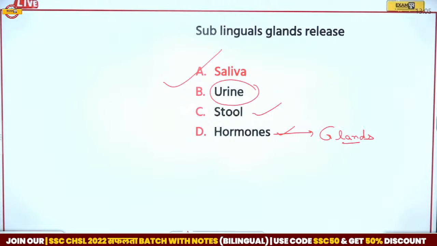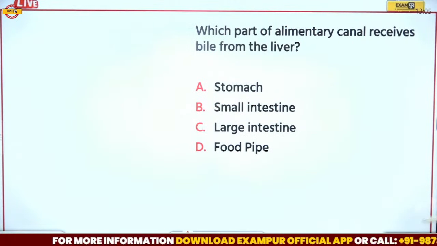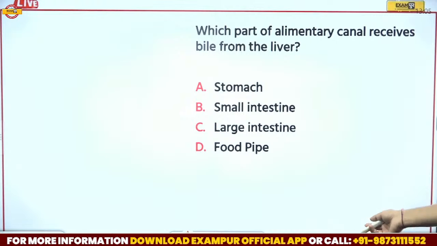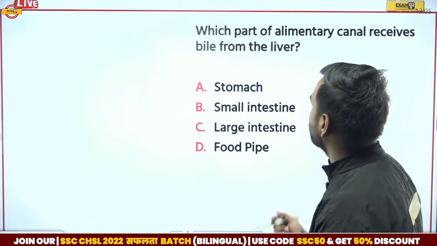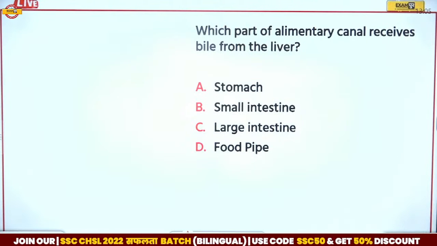Let's move forward with the next question. What is the second question? Which part of the alimentary canal receives bile from the liver? Now we have four options again. Is it stomach, small intestine, large intestine, or food pipe?